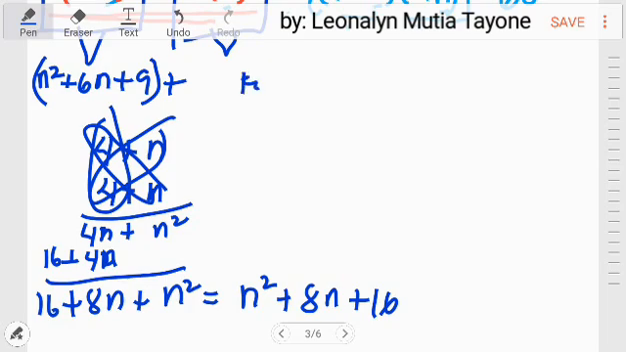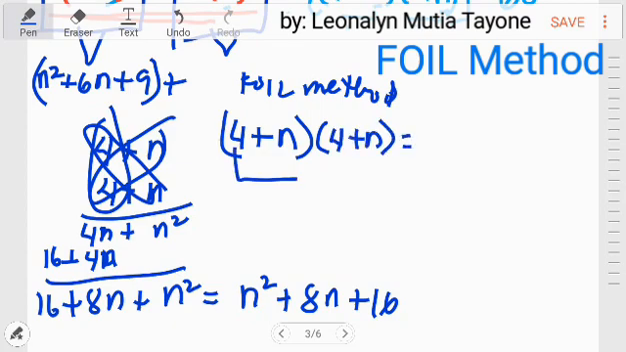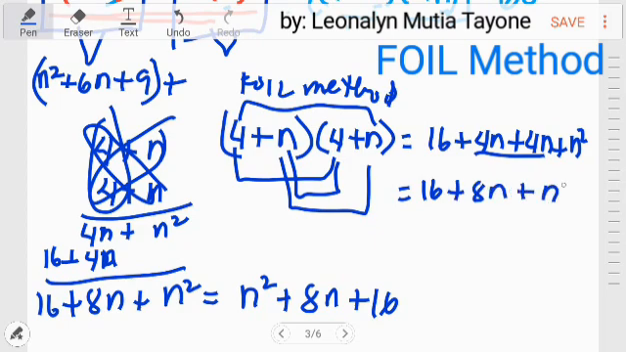Another way, FOIL method ulit. FOIL method. So, that's 4 plus n. I-multiply natin. First, this is 16. Tapos, outside, this is 4n. Tapos, inside, plus 4n. Yung last, that is n squared. Equals, this is 16. Tapos, yung like terms, that is 8n plus n squared. So, pareho lang din yan dyan.